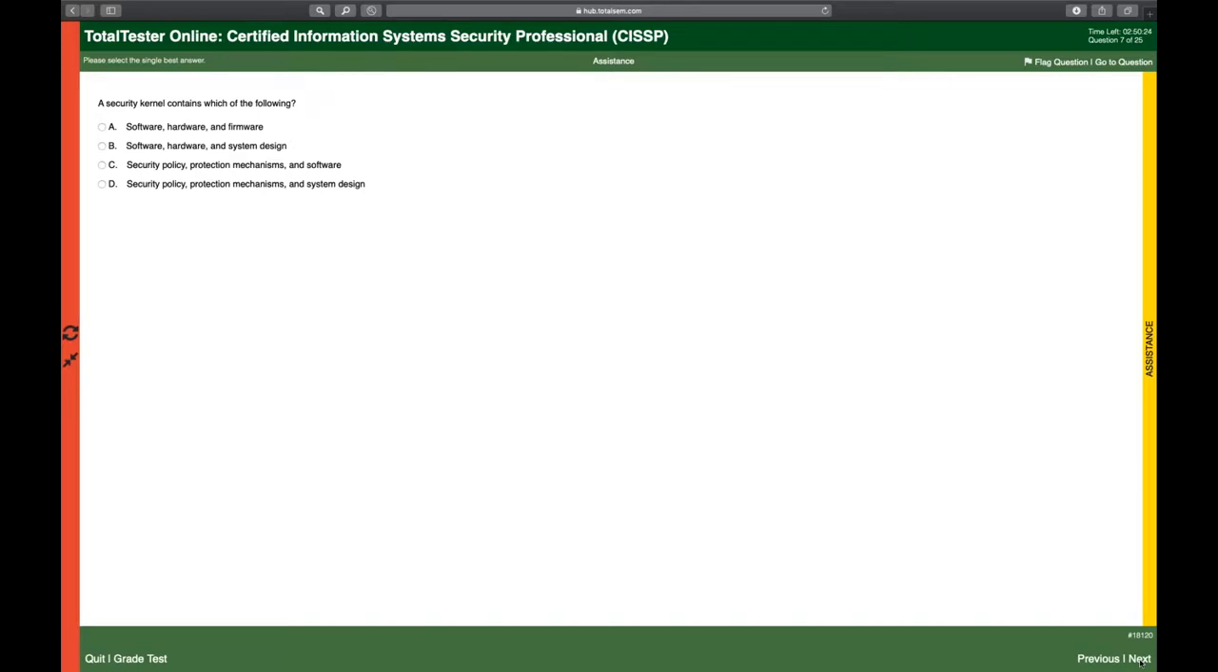The security kernel implements the reference monitor concept. Now, let's go ahead and take a guess here. I'm going to go with Super Steve on this one. I've seen it somewhere, but it's encoded, and I can't recall it. That's one thing I don't like about practice questions. Sometimes they put the wrong emphasis on the wrong syllable. You know what I mean?